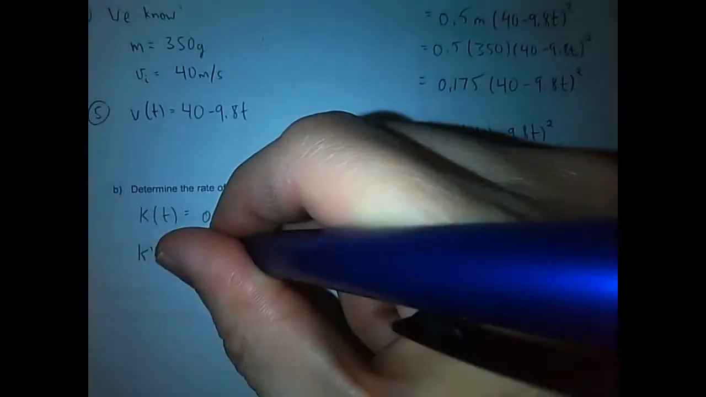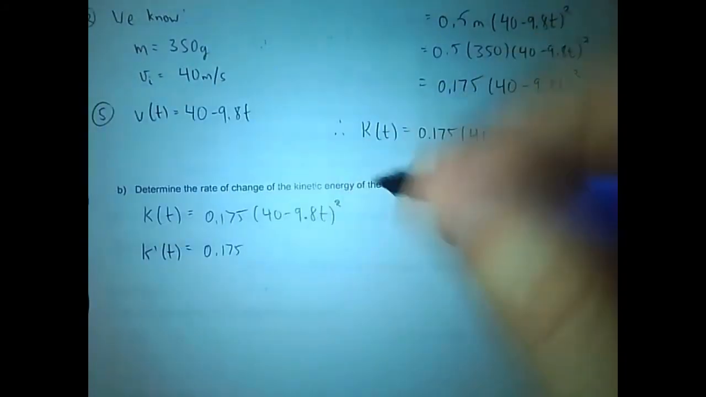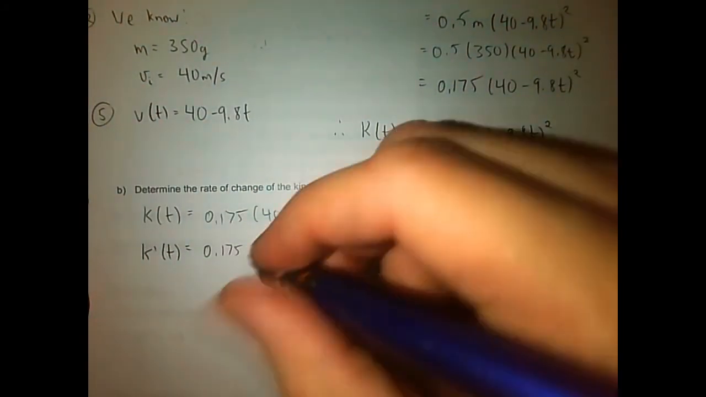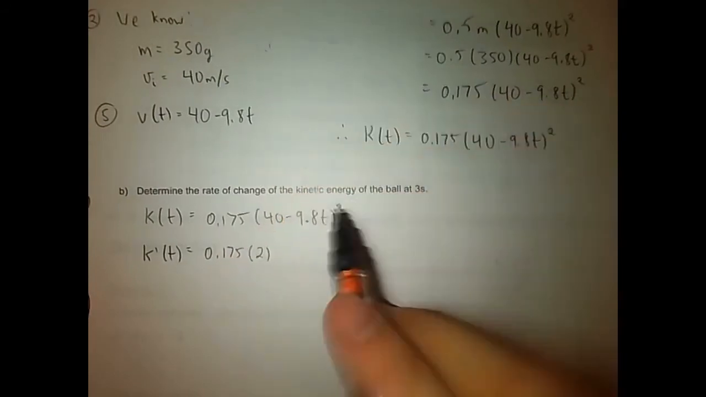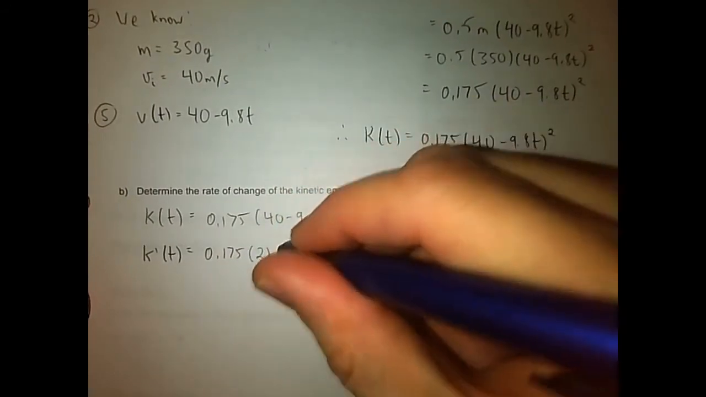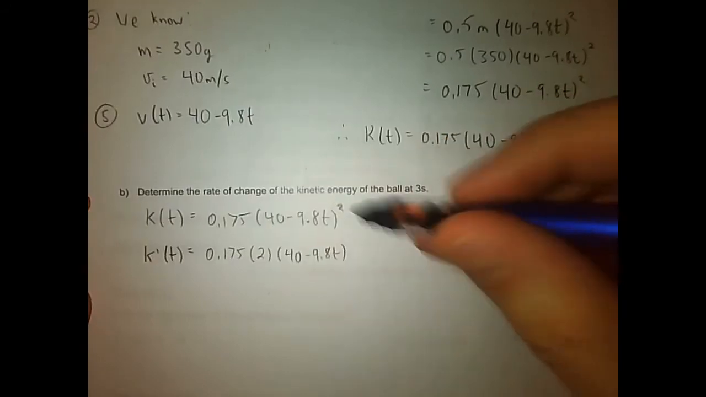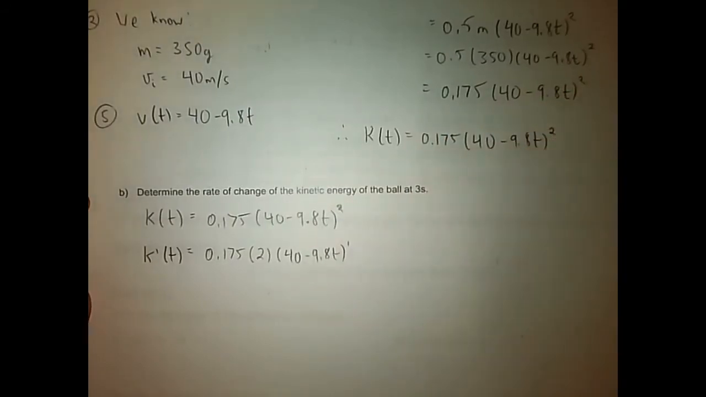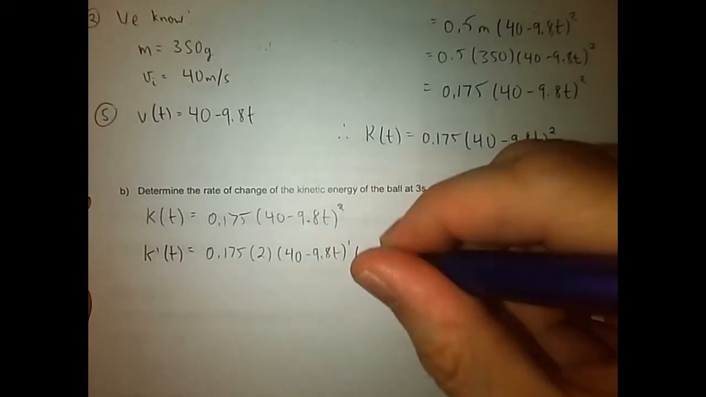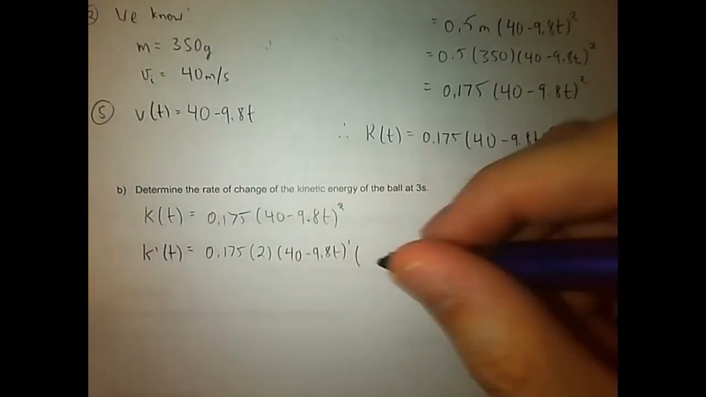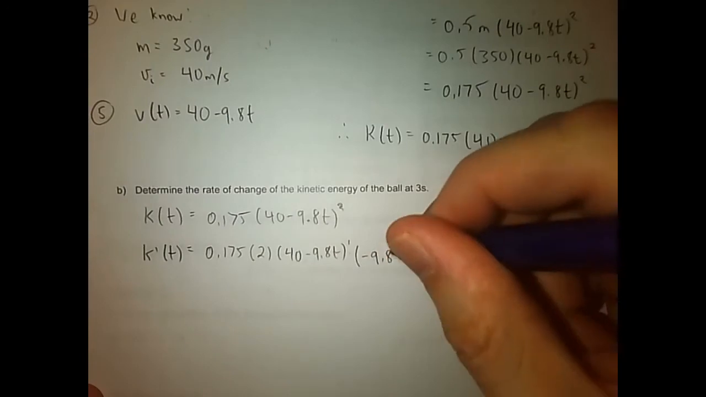So this is going to stay the same. I'm going to take my derivative of the outside here, bringing the 2 to the front, keeping the inside of the brackets the same. Subtract 1 from the exponent, we just have a 1 here. And then all of this times the derivative of the inside here, which is negative 9.8.